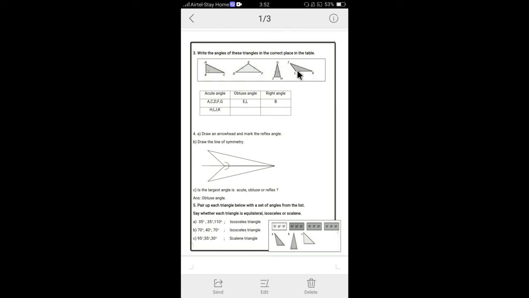J also acute. But about the L, you can see that it's a little larger, that's why it's obtuse. K also acute. So we got only one right angle, which is B. Obtuse is E and L, the rest are all acute angles. Comes to question number 4, please.